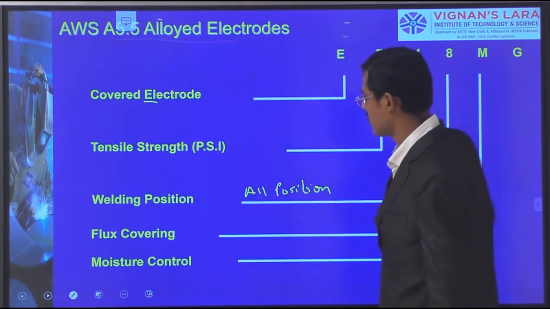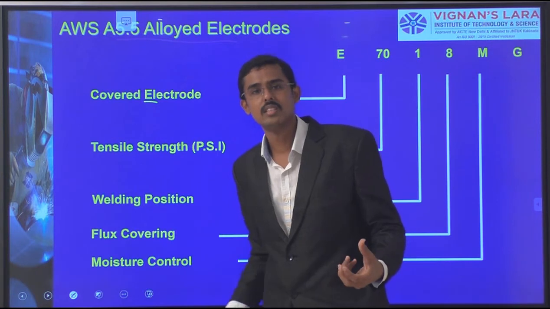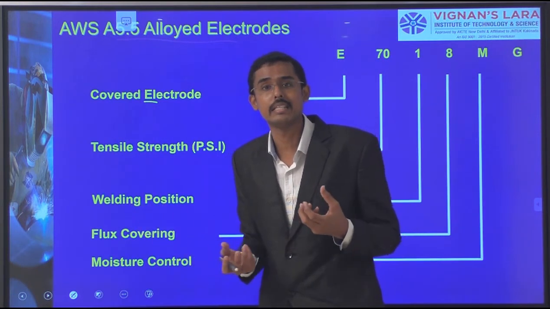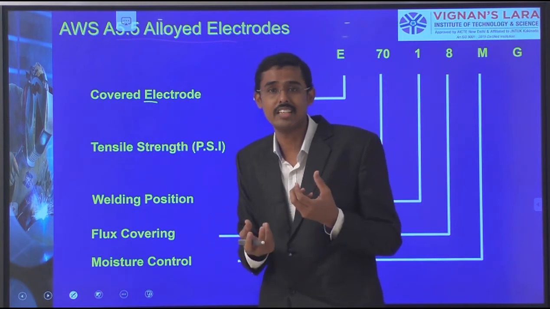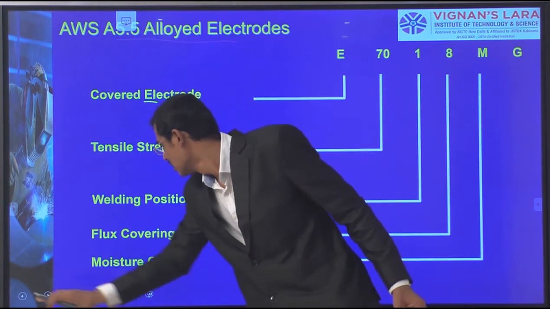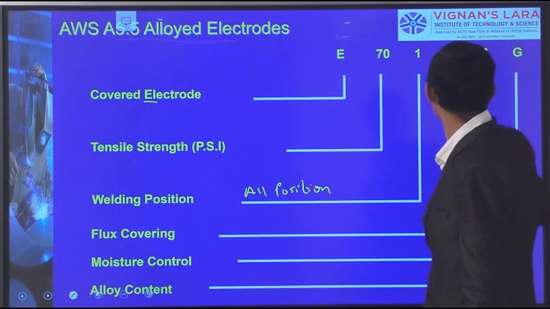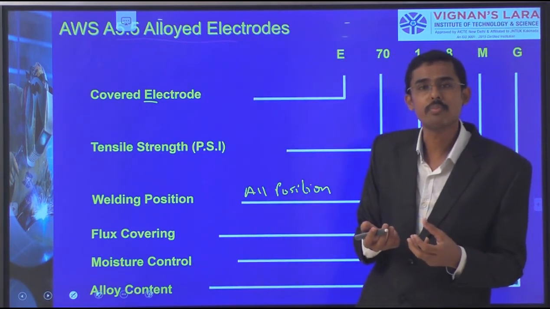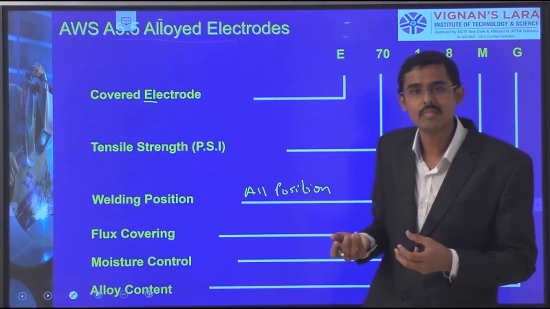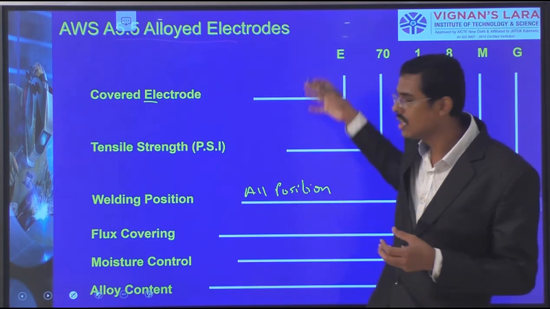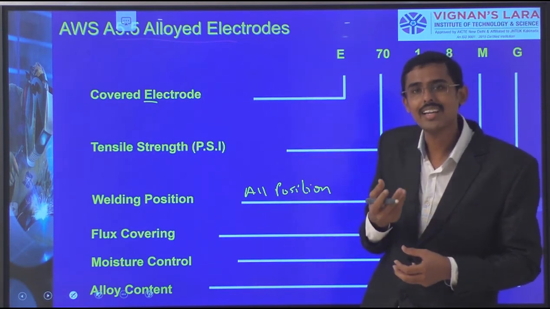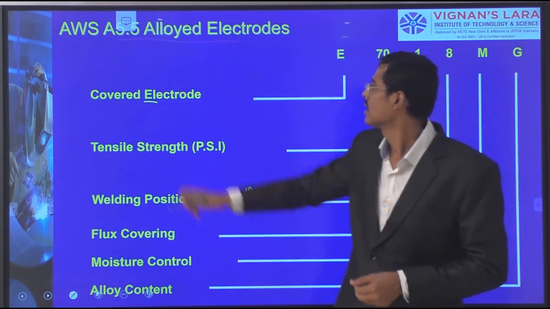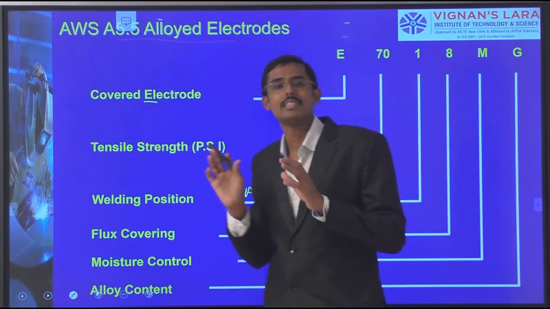And then the M represents the moisture control, how much moisture can be absorbed, and how much it is to be baked, 300 degrees centigrade, 150 degrees, or 70 degrees. Those conditions we have to refer to and purchase. These all affect. At last, G represents alloying content. For improvement of the properties, we are adding some alloys. For shielding gases, we are adding them. We have seen the tables showing how much of what alloy is added there. Such combinations we are able to see in the AWS A5.5 standards.